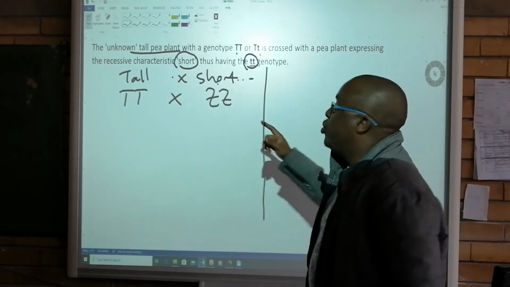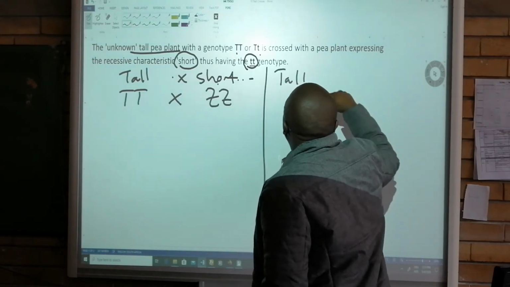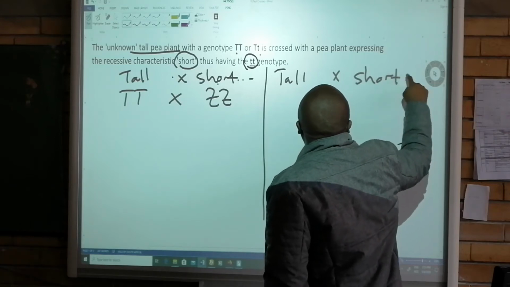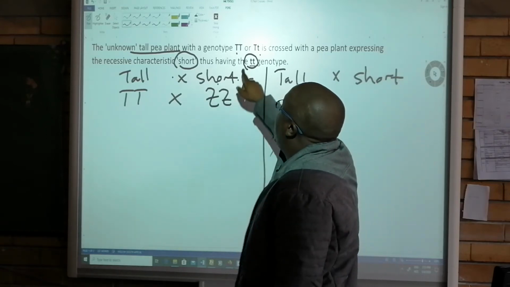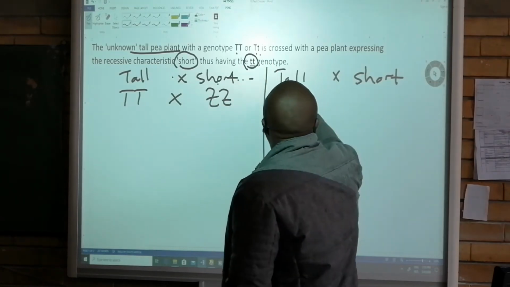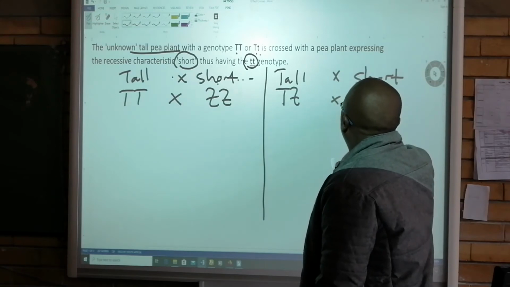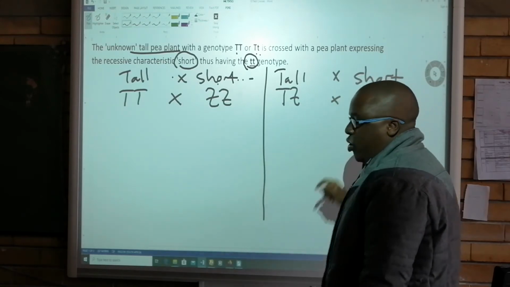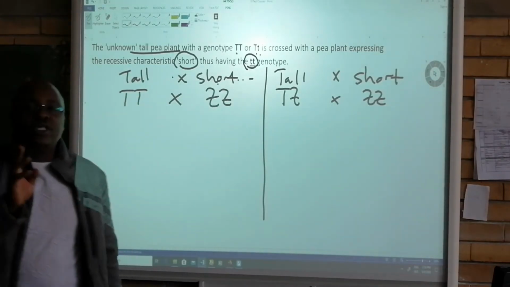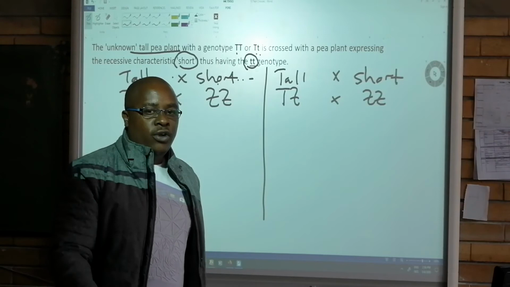The other possible cross is that the tall pea plant is crossed with the short again, but another possibility of the tall plant's genotype is what? Heterozygous. So here, instead of having homozygous dominant, it will be like that, and then here, it will be like that. I hope you get it. Right. Let's do the two possible crosses and see what the results of the F1 offspring are.